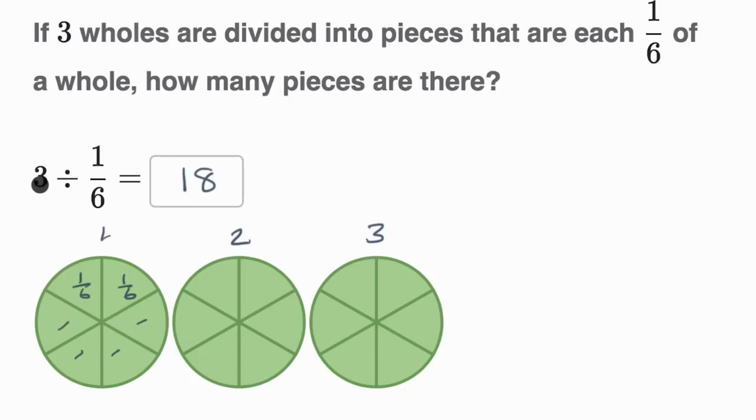If you take 3 wholes and you divide it into sixths, so this is a 1/6 right over here, each a 1/6. Each of these wholes are going to be 6 sixths. So 3 wholes are going to be 3 times 6 sixths, or 18 sixths. There you go.